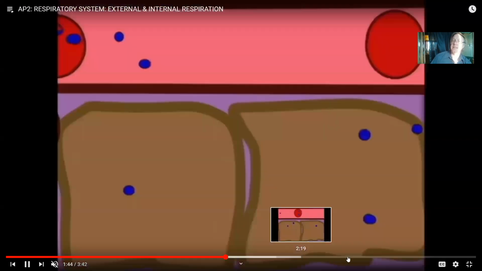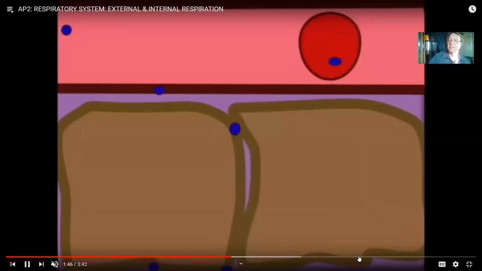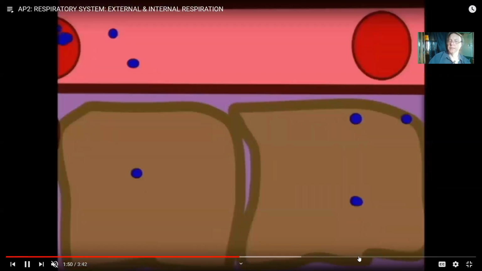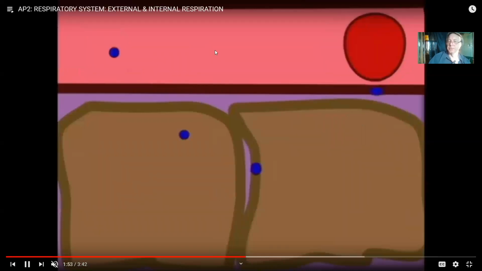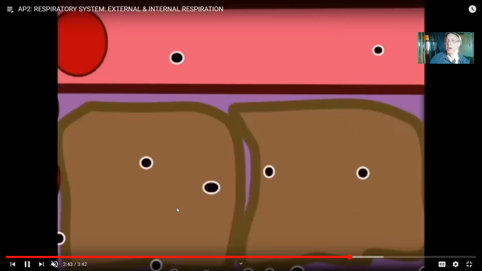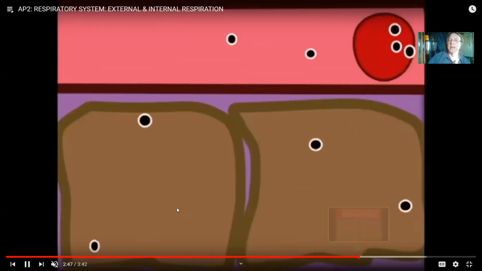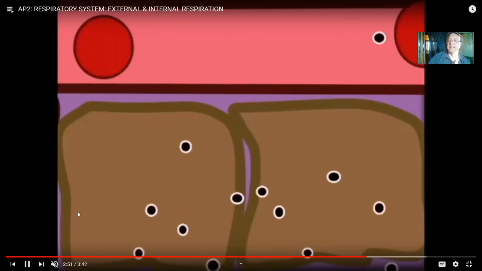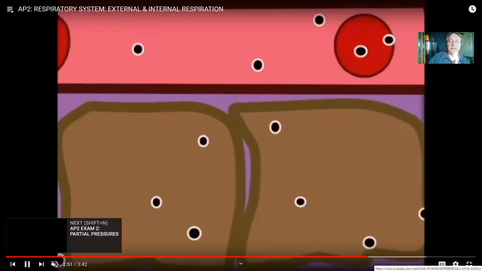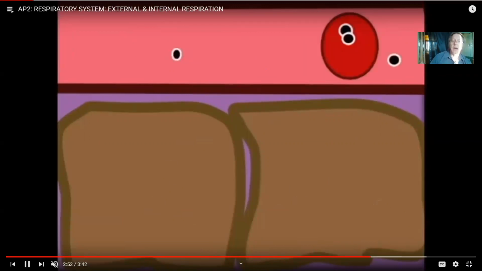When we look at the tissues, here you see that oxygenated blood reaches the tissues and oxygen leaves the blood to go to the tissues, and the carbon dioxide, which has built up in the tissues, then enters the blood. So this is internal respiration. Once again, these gases are moving in opposite directions, but now the oxygen is leaving the blood and the carbon dioxide is entering. Why? Well, there are a couple of reasons. One is the idea of partial pressures.